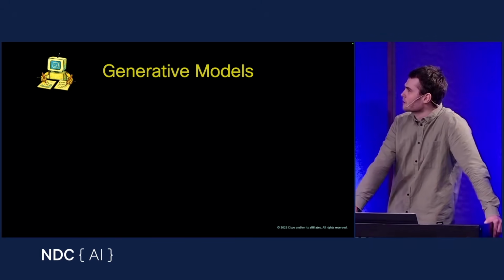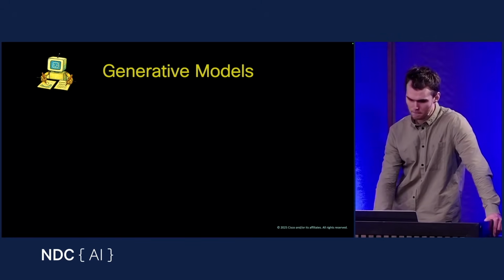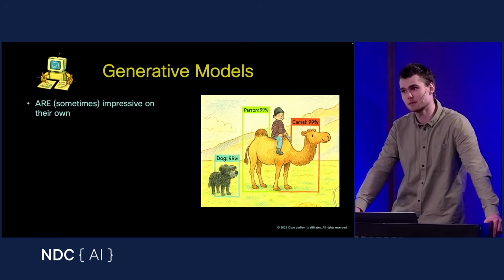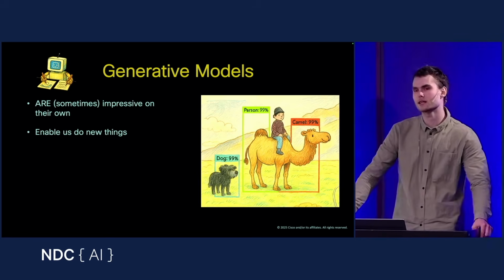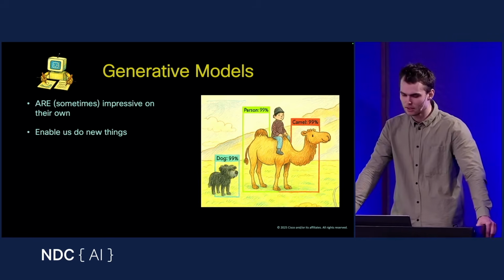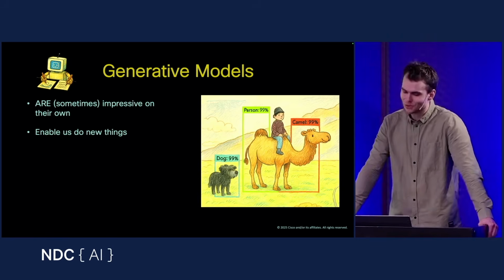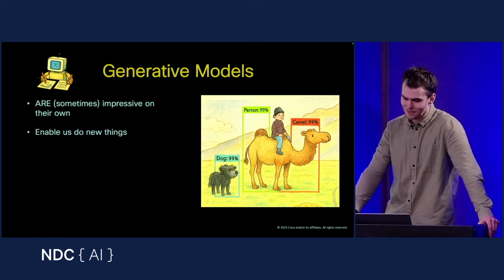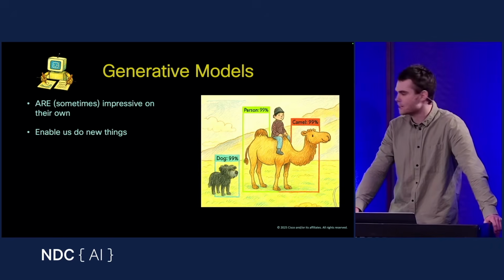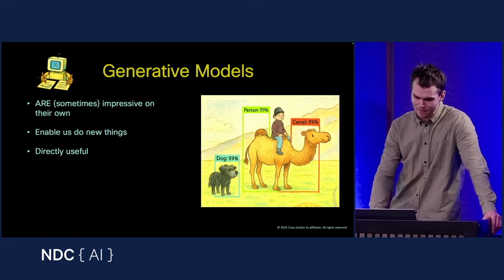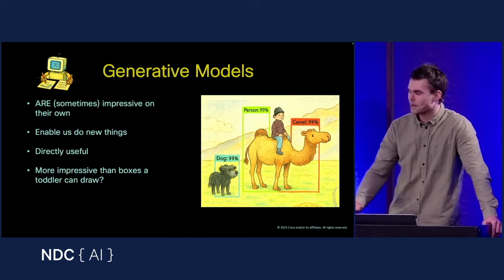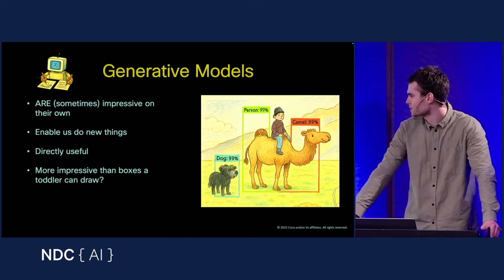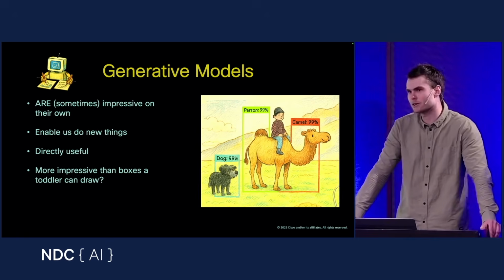Let's contrast that with generative models. These models are, at least sometimes, very impressive, all on their own. They enable us to do new things or speed up existing tasks. They can help us with writing, programming, or generating silly images for a presentation. And that makes them directly useful almost all on their own. And I think that's just more impressive to us humans than boxes that a toddler can draw.